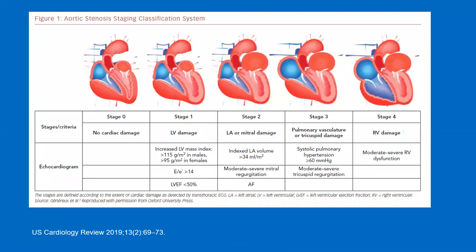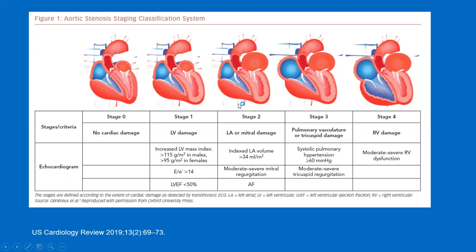However, a newer classification has been proposed which takes into account the consequences of the left ventricular outflow tract obstruction by aortic stenosis. So 4 stages actually have been proposed, and you can see in these cartoons that in stage 0, there is no cardiac damage. In stage 1, there is some left ventricular damage reflected in increased wall thickness and increased left ventricular mass. Left atrial pressure increases based on E/e' ratio more than 14, and the left ventricular ejection fraction can drop less than 50%.